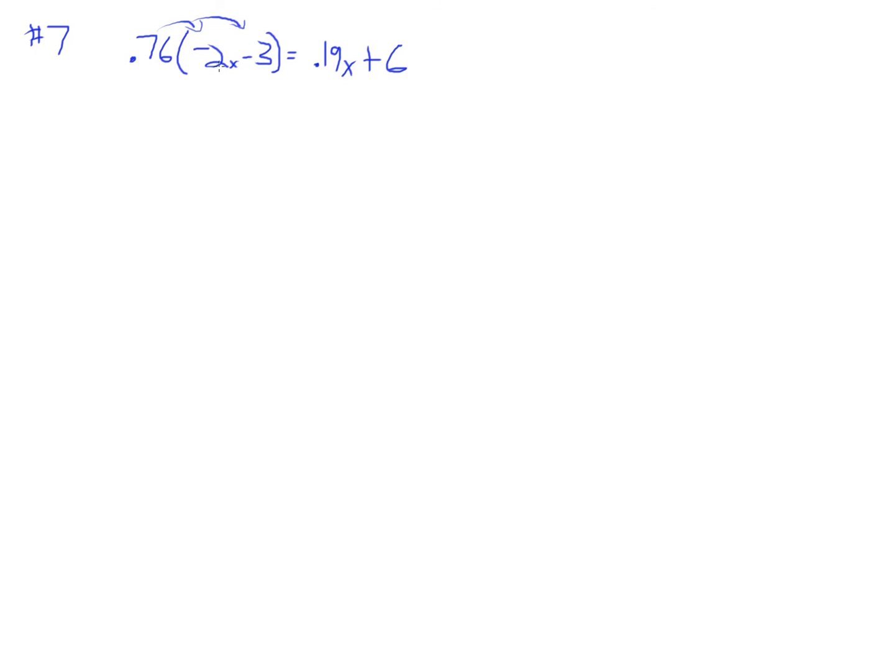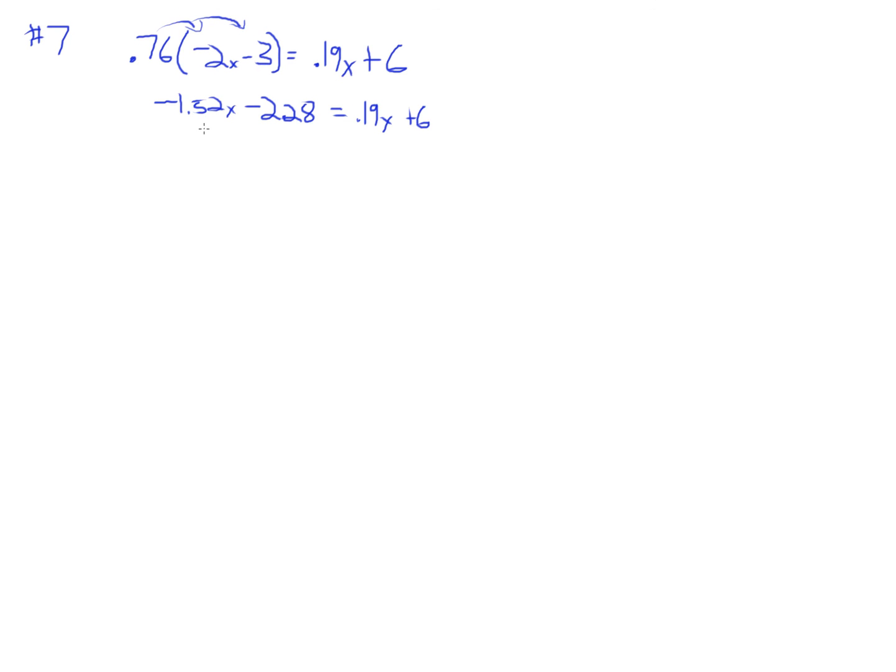I need to do that before I can combine my like terms. So when I do that, I end up with negative 1.52x minus, sorry, I'm looking at my notes here, 2.28, and then nothing happened on this side, so I'm not going to change anything over here. Now I can go ahead and start combining my terms.